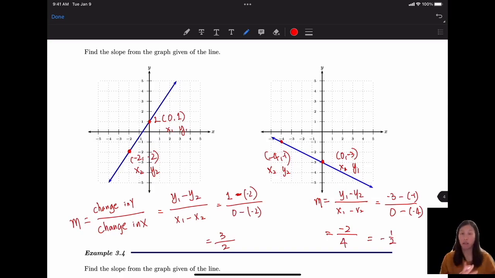Remember, as I talked about earlier, if the slope is a negative number, the graph is going to be decreasing, which is what we see in here. It's a decreasing graph.